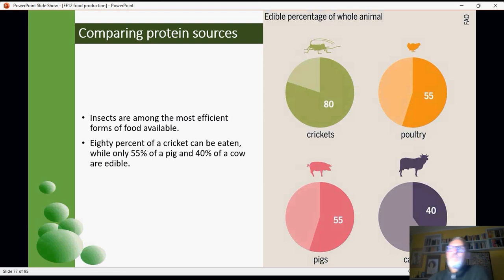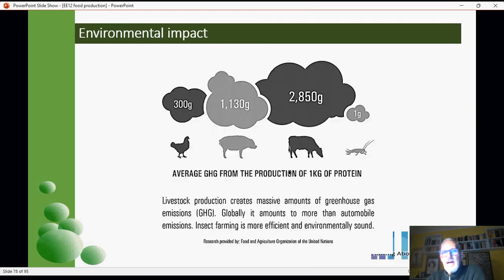So it's quite clear that from an efficiency point of view, there's a lot more stuff kilo for kilo in crickets than there is in a kilo of poultry or in cows. But then if we add to this the idea of the environmental impact, so this is the greenhouse gases from the production of a kilo of protein, I think this graph just says it all, basically. Your steak is actually quite damaging from an environmental point of view compared to a kilo of protein from crickets.